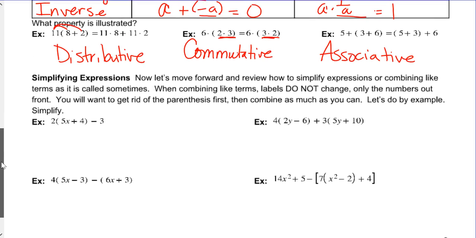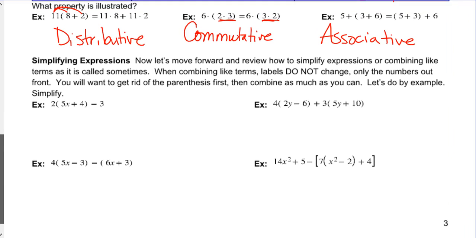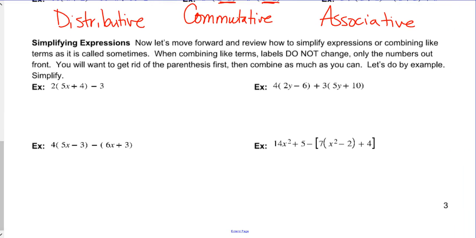And we're just going to start off real basic with some of these simplifying expressions. And a lot of times we're going to be using that distributive property. So we're moving forward and review how to simplify expressions, or combining like terms, as it is called sometimes. When combining like terms, labels do not change. That means the letters that I have there are not going to change. Only the numbers out front will change. And it says here you'll want to get rid of parentheses first, then combine as much as you can.